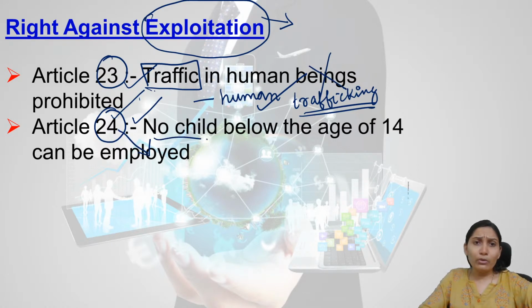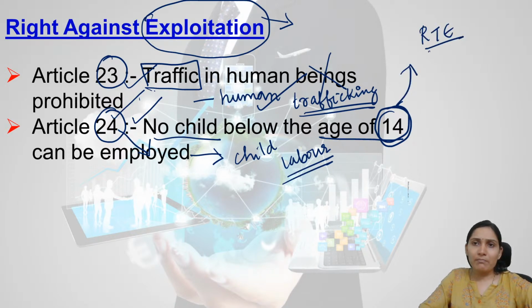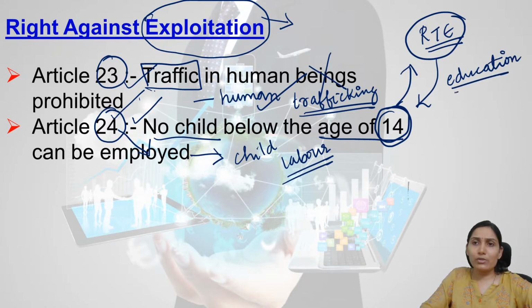Article 24. No child below the age of 14 years can be employed. So, child labor is again prohibited under the age of 14. And also RTE, right to education, mandates that every child up to the age of 14 years should get education. It is the responsibility of the state to provide education to every child below the age of 14 years.